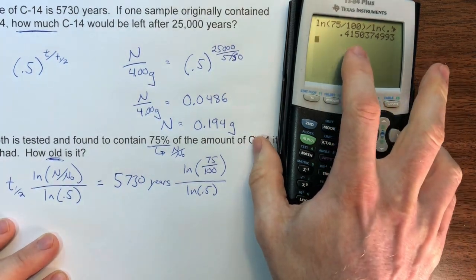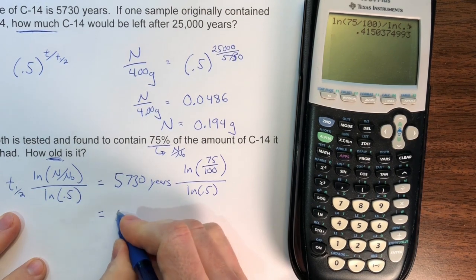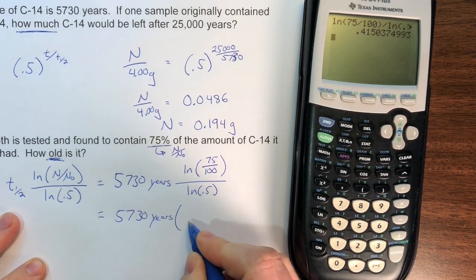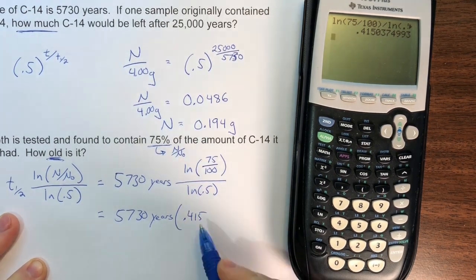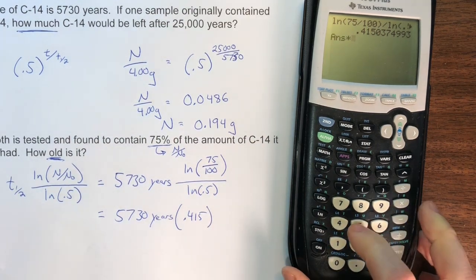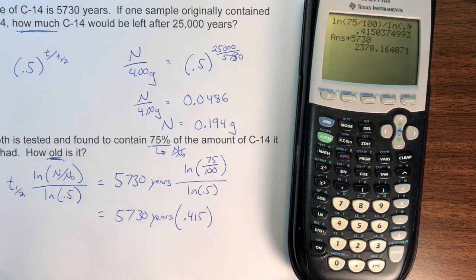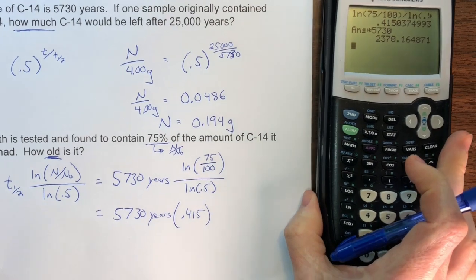We have 0.415 half-lives. And so you can go ahead and write down this number. So this is 5,730 years, right? And we had 0.415, the number of half-lives that we had right there. Let's go ahead and do that multiplication, times 5,730, and it gives us 2,378.